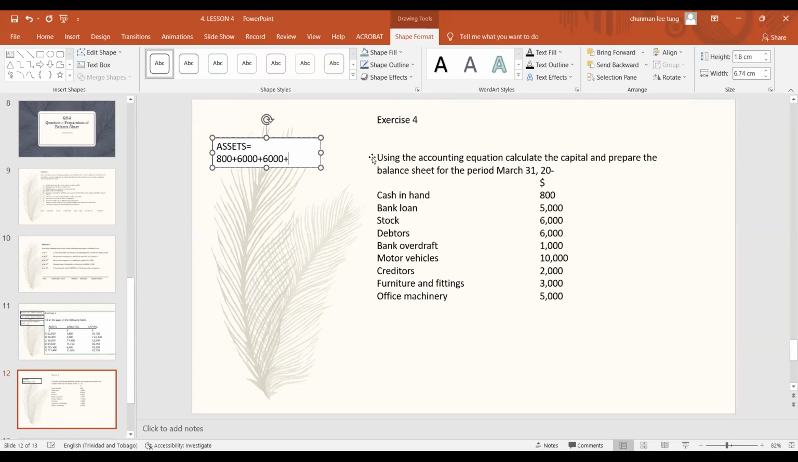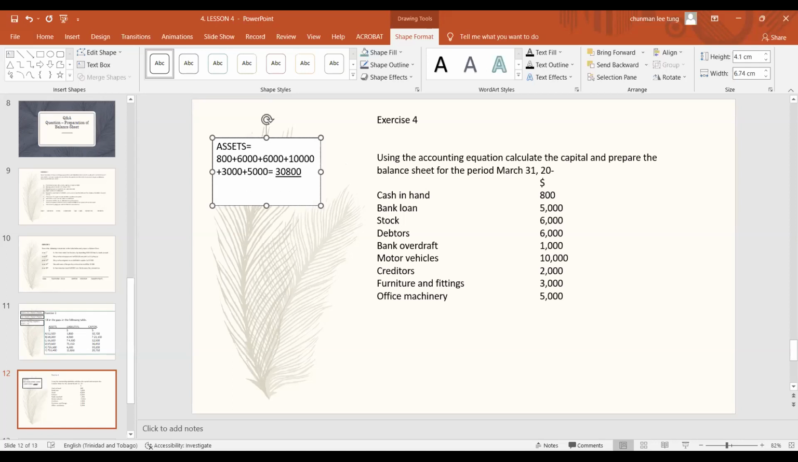plus your motor vehicles, 10,000, plus your furniture and fittings, 3,000, plus office machinery, which is 5,000. When you add everything there, you're supposed to come up with $30,800 as your total. 30,800.